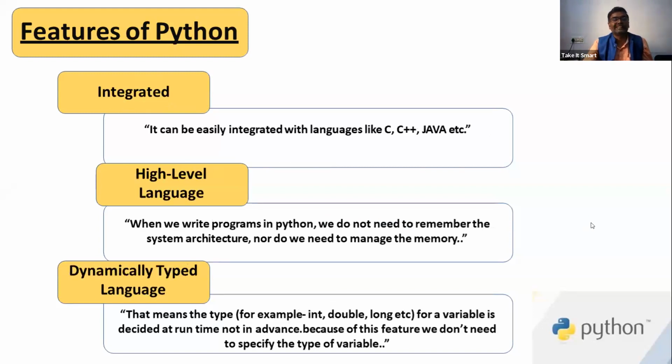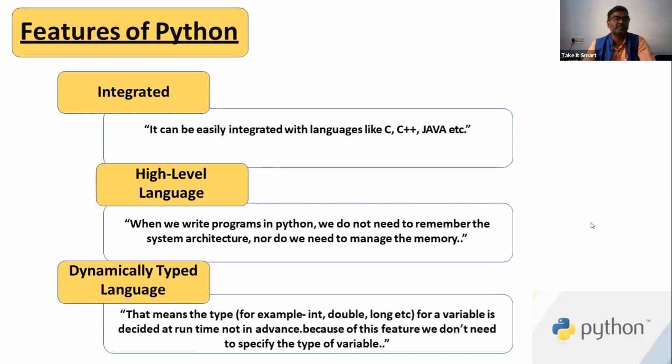So integrated, what is integrated, guys? It can be easily integrated with languages like C, C++, Java. It is a high level language. When we write a program in Python, we do not need to remember the system architecture, nor do we need to manage the memory. Okay. It's a high level programming language. Anybody can easily understand and write programs.